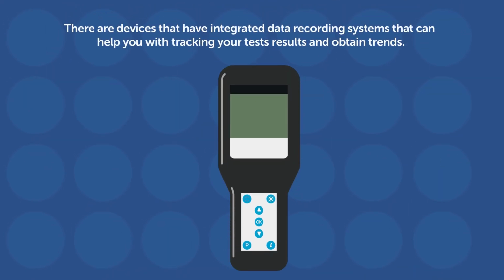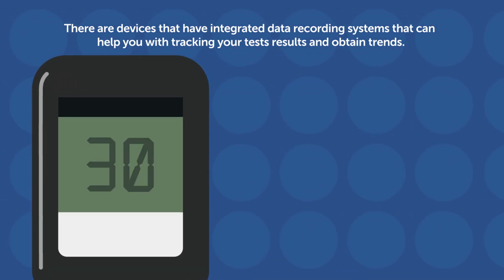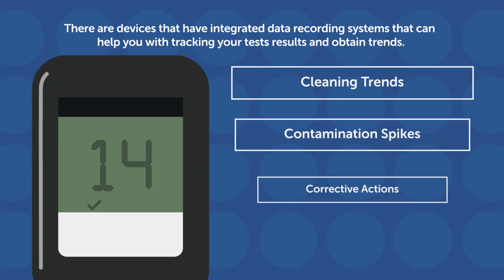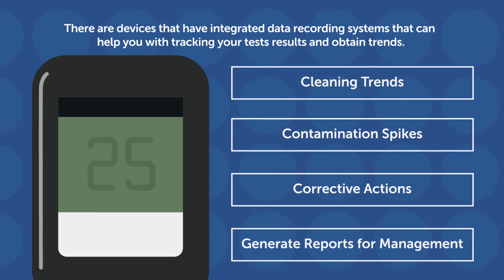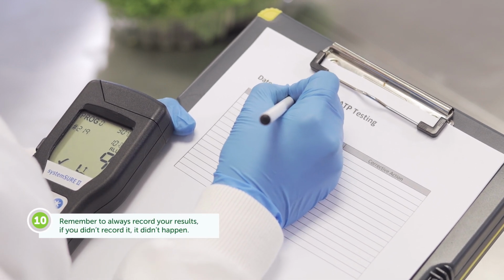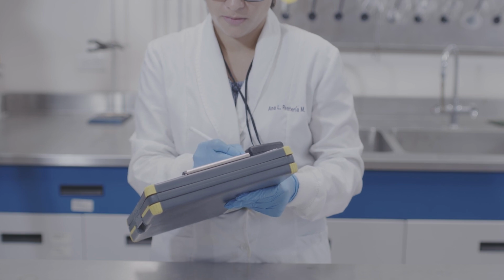There are devices that have integrated data recording systems that can help you tracking your test results and obtain trends. The software allows users to identify cleaning trends, contamination spikes, and corrective actions, and to generate reports for management or record keeping, facilitating continuous improvement. 10. Remember to always record your results. If you didn't record it, it didn't happen.